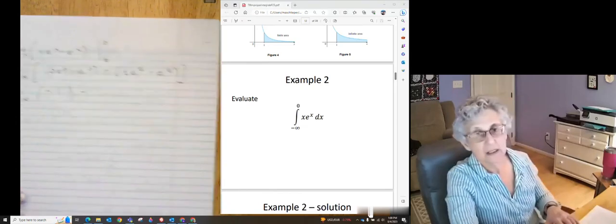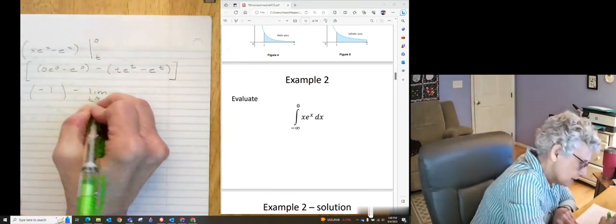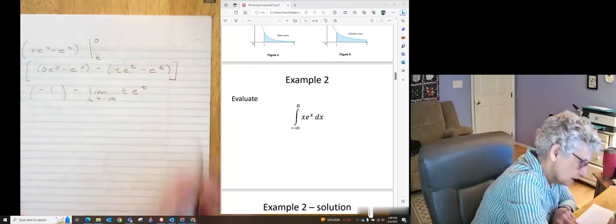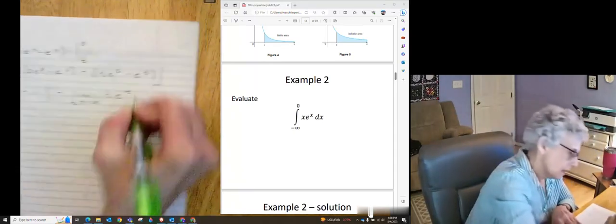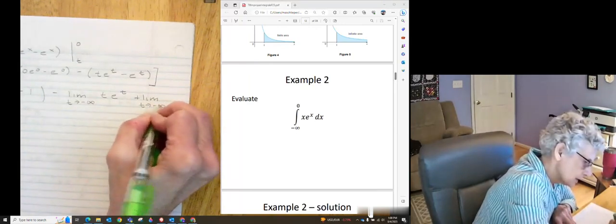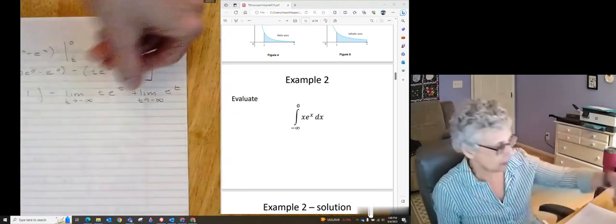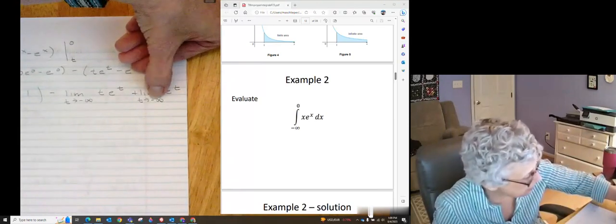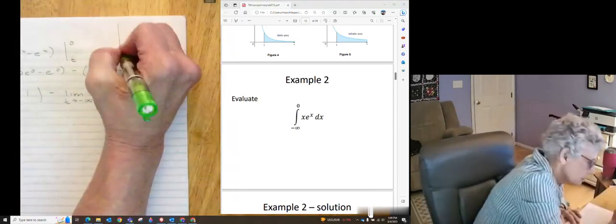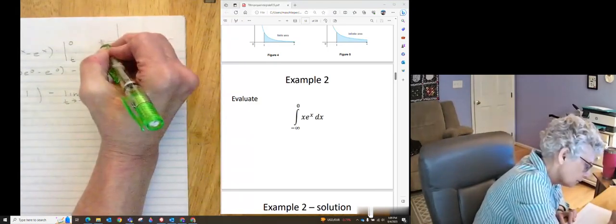I'm going to divide it into pieces because I have the limit as t approaches negative infinity of t e to the t, and then I have plus the limit as t approaches negative infinity of e to the t. So, limit as t approaches negative infinity of e to the t. Let's think about what e to the t looks like.